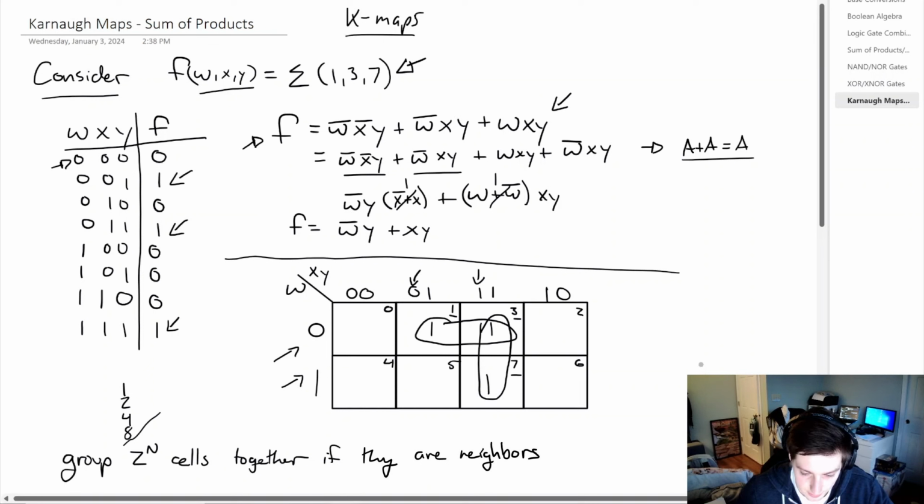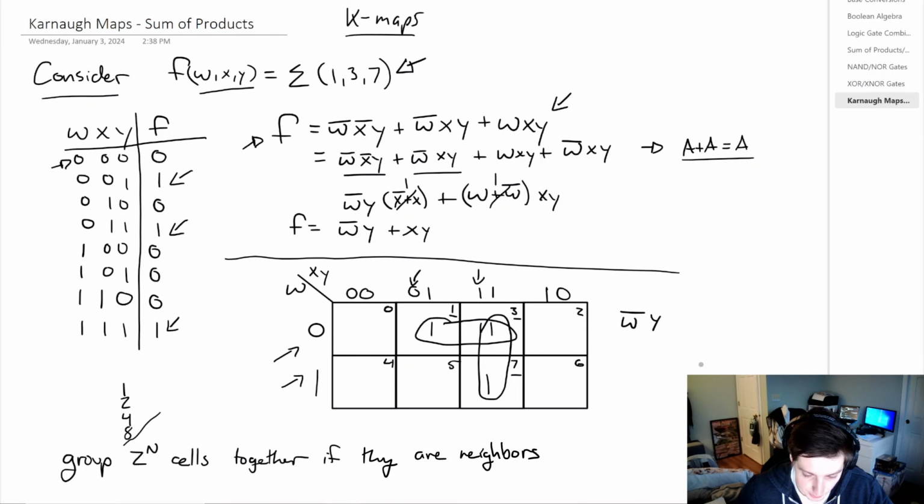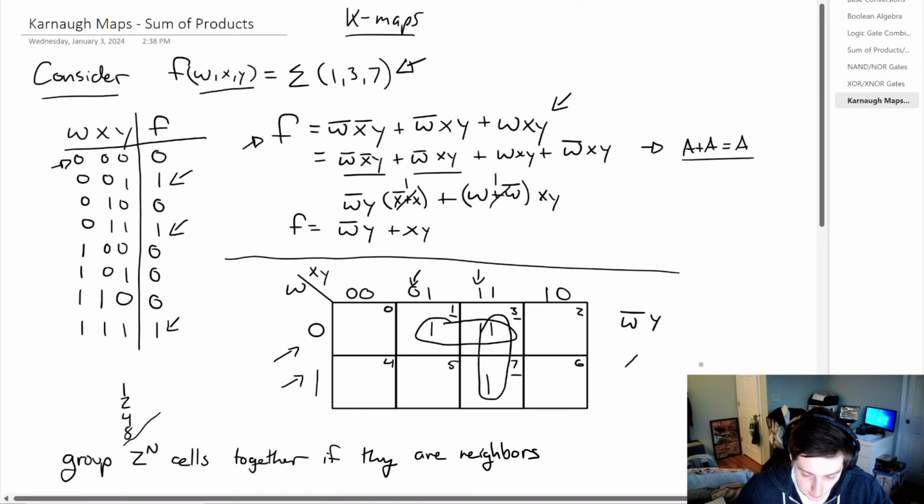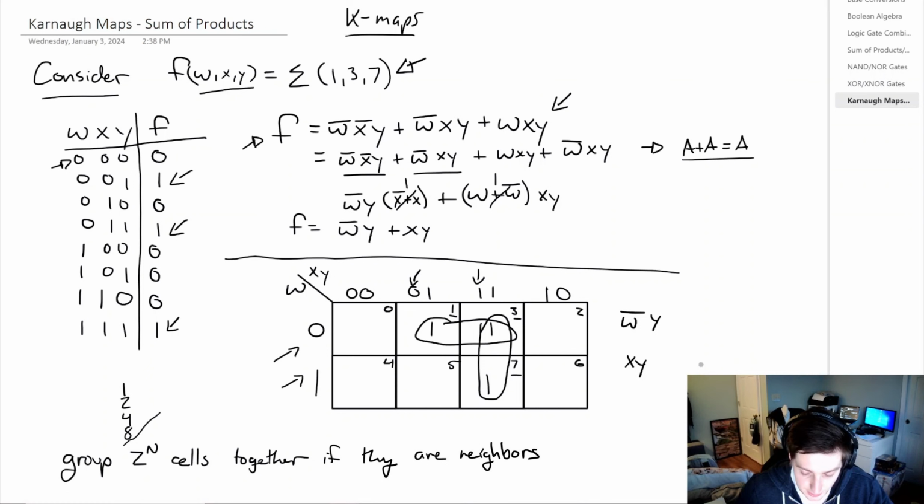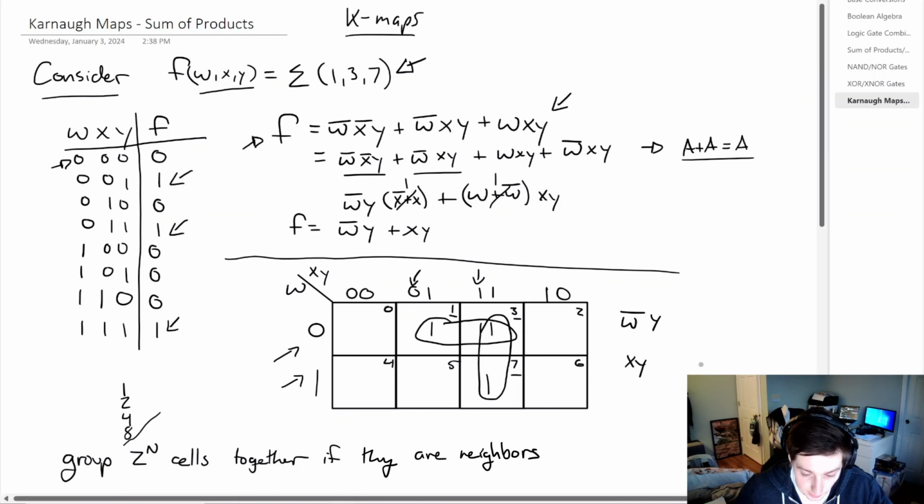Now, if we look at this horizontal grouping, this is where things get easy because we can see that w is 0 or w bar and y is equal to 1. So we have a y. And if we look at the vertical grouping, you can see that x and y do not change, but w does. So we don't care what value w is. We're always going to get a 1 if x and y are equal to 1 or high.